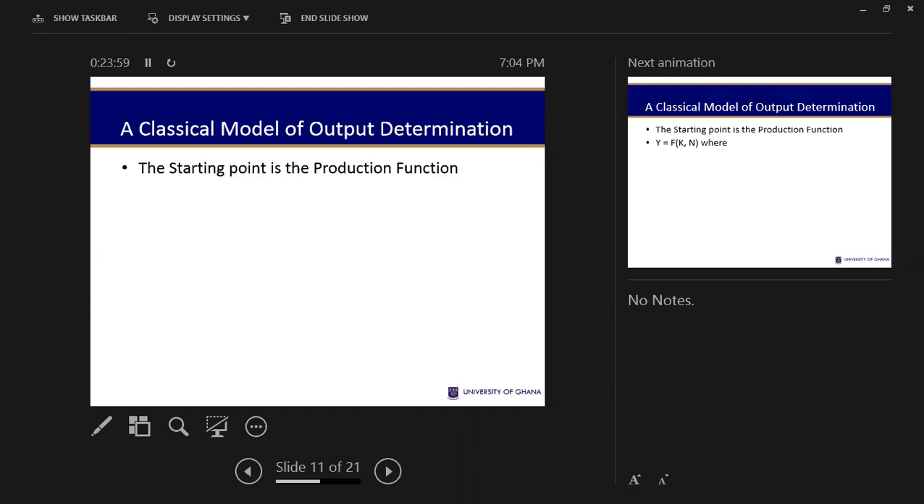Right. So whatever equilibrium determination that we want to look at, we will start from the production function. Okay, and basically when we talk about a production function, it's a function that connects the relationship between output and input. What is the quantity of input that you use and what output did that input produce?